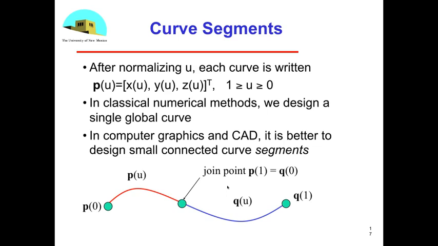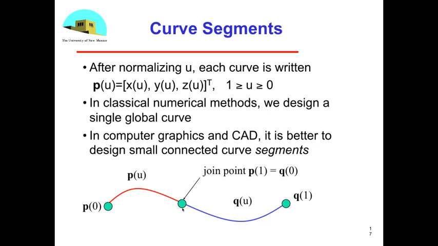In computer graphics and CAD, what you generally want to do is take a small number of points and evaluate a curve over a short distance that's determined by those data points. The reasons are that it gives you a more stable representation, and it also gives you something that's generally very fast to evaluate. So we would take some data and get a short curve over some range of u.